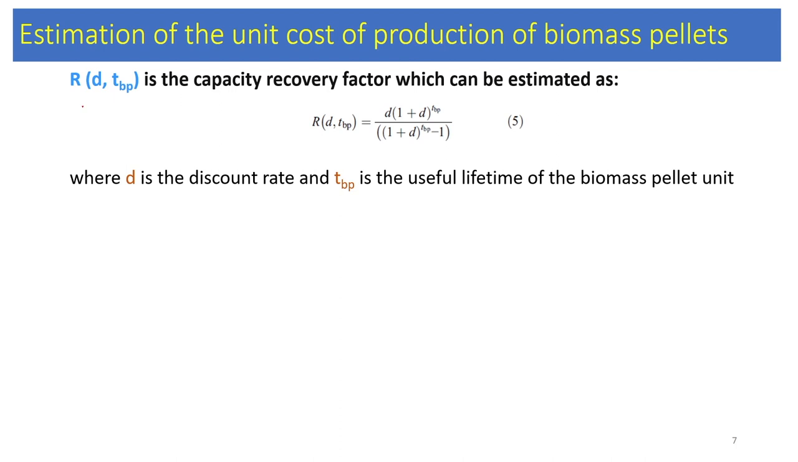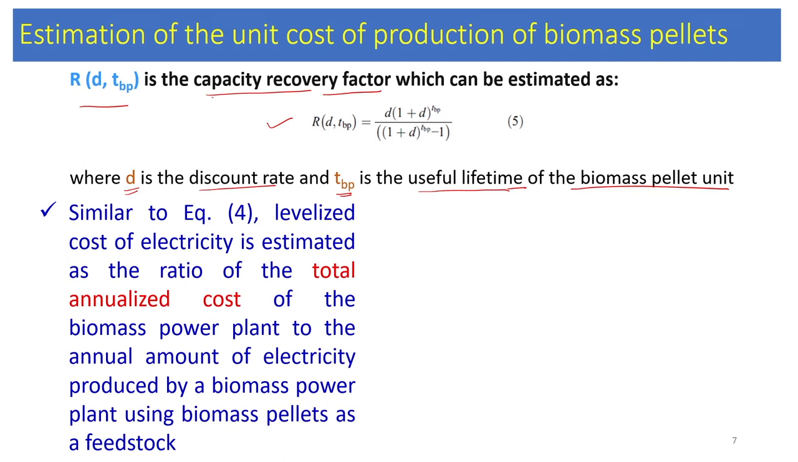And this term, as I said, is nothing but the capacity recovery factor, and this can be expressed by this mathematical expression: RD,TBD is equal to D multiplied by (1 plus D) to the power of TBD, divided by (1 plus D) to the power of TBD minus 1. And D here is the discount rate, and TBP is the useful lifetime of the biomass pellet unit, right?